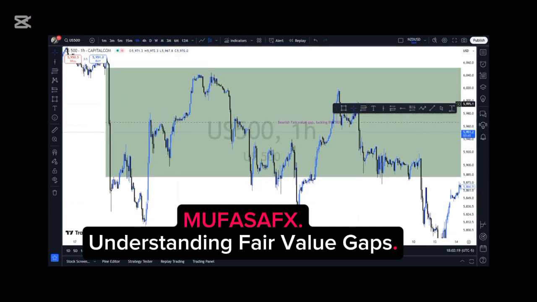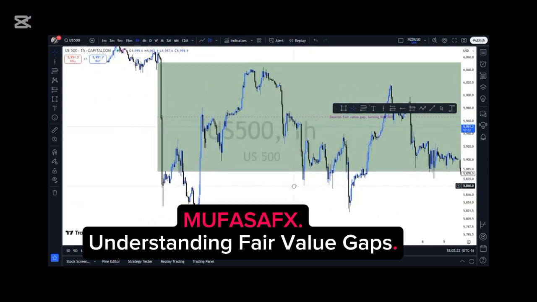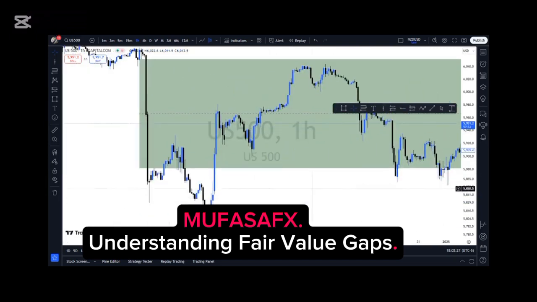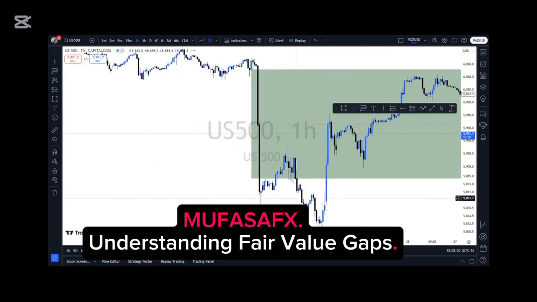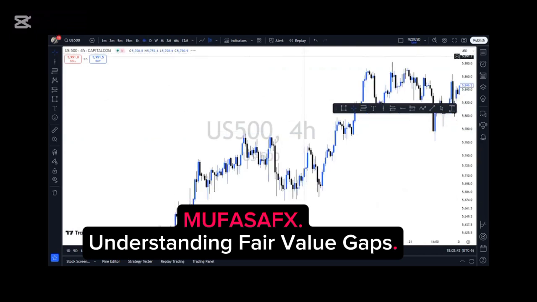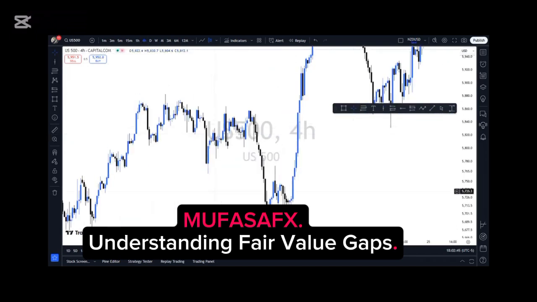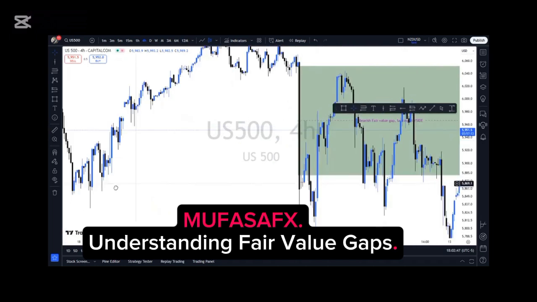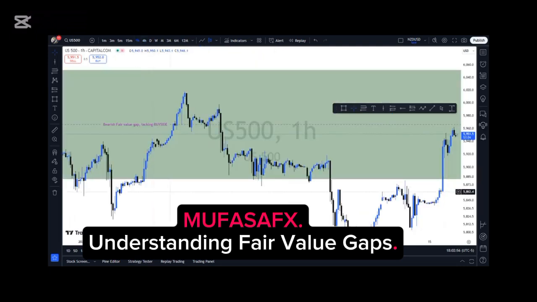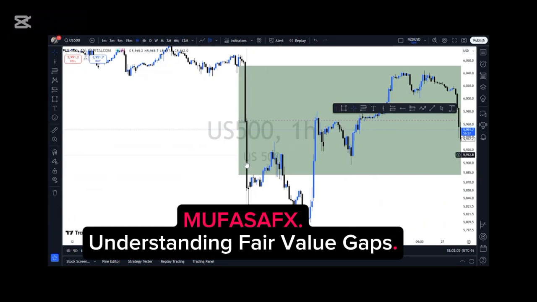This is a fair value gap. Let me expand the chart so you can see very clearly. Before I go for that one, let's talk about this one here. What appears as one big candle on a 4 hour, this very candle, on a 1 hour, how many candles are we seeing there? Let's count. Two big candles.